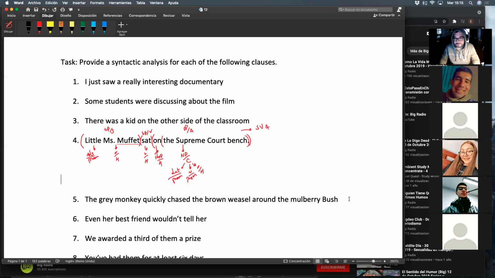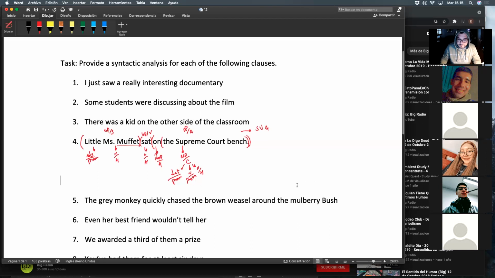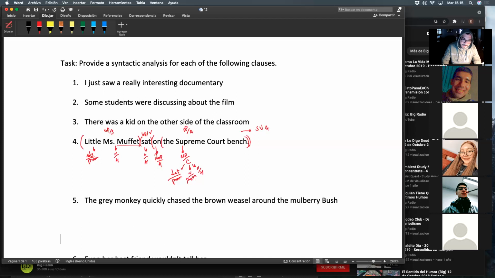¿Avanzo? Sí, profe. Sí, profe. Ya, este es más difícil.